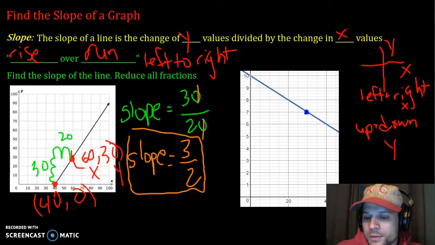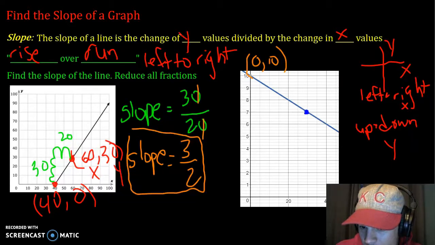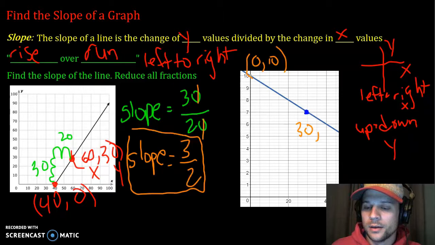Now let's go ahead and move over to the one on the right. We're starting at the point 0, 10. And the next point that we can see is all the way right over here. It looks like each one of these major lines is 20, and then this one is about halfway from 20 to 40. So that halfway point is going to be 30, and our y value is 7.